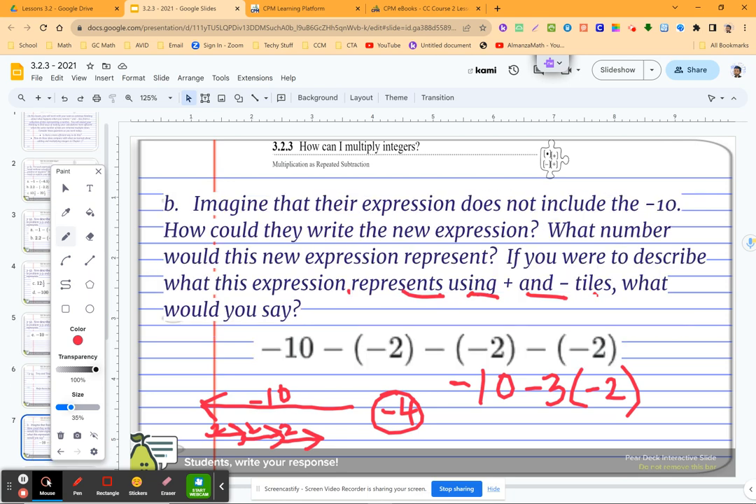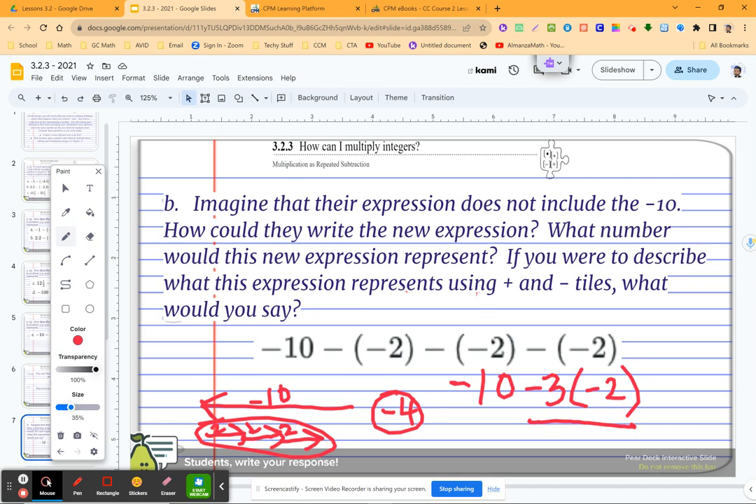So this slide is asking us to consider that last expression that we just worked with, and imagine that the expression does not include the negative 10. So how could we write the new expression? So we know that when we take away 3 groups of negative 2, it's kind of the same thing as adding a positive 6, right?